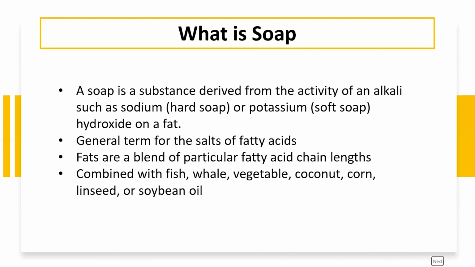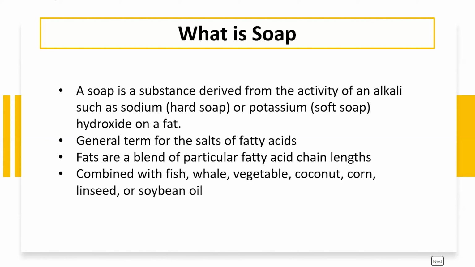So what is actually a soap? A soap is a substance derived from the activity of an alkali, such as sodium, which is what we find in hard soap, like a bar of soap. Or the alkali is potassium, which gives you soft soap, the liquids. Those are a hydroxide on a fat. A lot of chemistry here, and I'm not a big fan of chemistry, but we have to talk about this to understand the differences of the soaps.